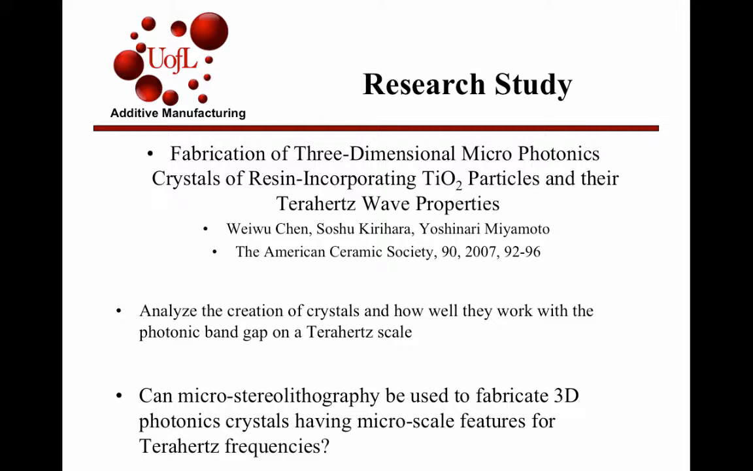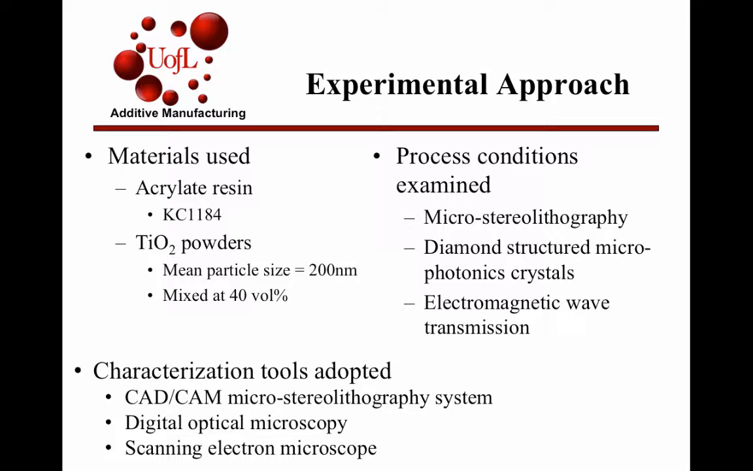The material used was a KC 1184 acrylate resin, and it was incorporated into titanium dioxide powders with a mean particle size of 200 nanometers, mixed at 40% weight volume. The process conditions examined were that they used microstereolithography compared to stereolithography to get down to a smaller scale, and then they looked at the diamond structure, microphotonic crystals, and the electromagnetic wave transmission.